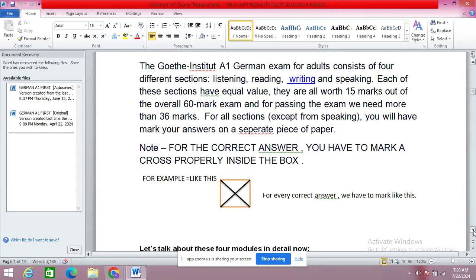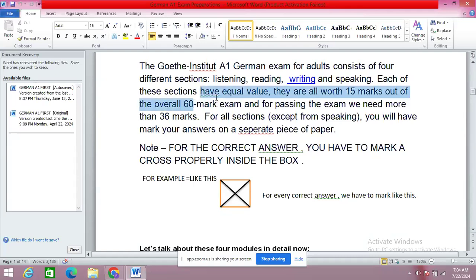Yeah, one more important point: each module, each section, has equal value in the Goethe examination. Section means listening, reading and writing, and each is worth 15 marks. If we make a total, it is an overall 60 marks examination, and to pass the exam you need to score more than 36 marks. These are the Punkte, the marks.